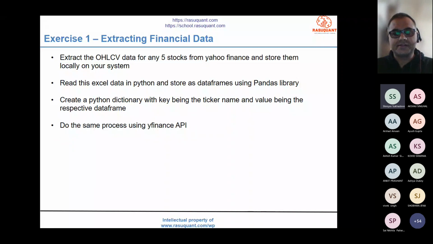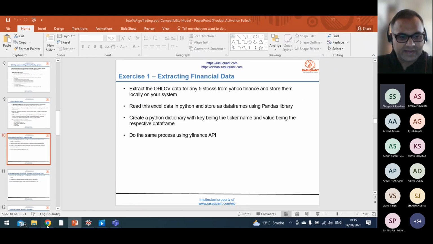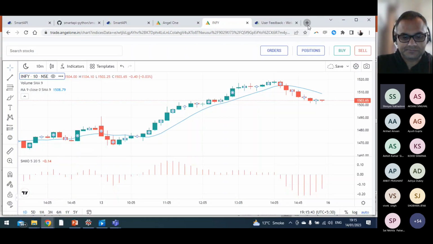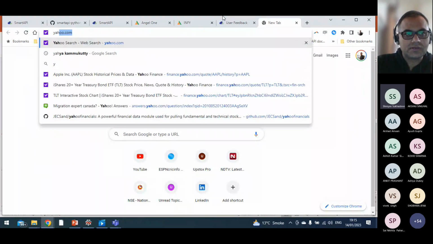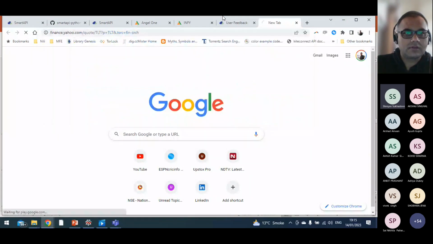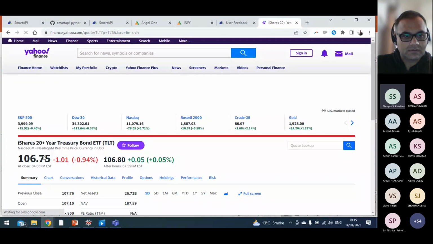Okay, so at this point, I would want you to do something. I hope everyone has, it was told that all of you know Python. So I hope that you have the pandas library installed and that you have a certain way of using Python. But first of all, I want you to go to Yahoo Finance. Just write Yahoo Finance in Google and you will get it.